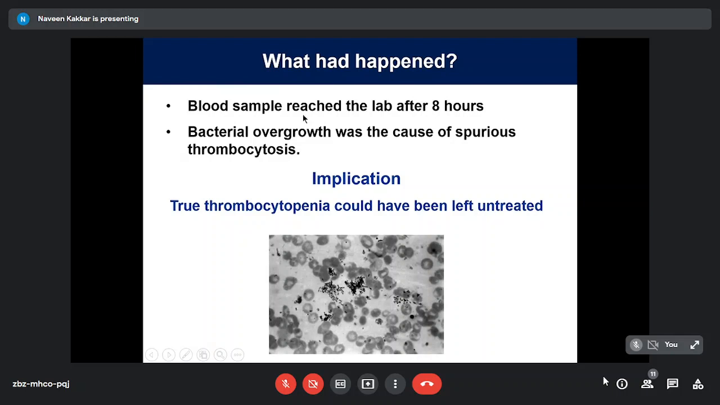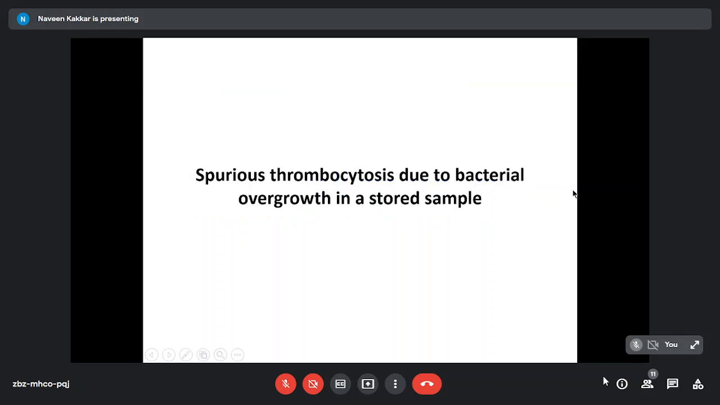Now we know there can be true thrombocytopenia requiring transfusion, and a false count given on the counter. Remember, we will investigate a low count more than a high count. If you think infection with 11 lakhs, you will accept it. If the smear is not seen, you will probably say nothing to worry. But here her actual count was low and the bacteria were causing the spurious thrombocytosis. So that's spurious thrombocytosis due to bacterial overgrowth in a stored sample. Fungi or candida have also been reported in stored samples causing spurious counts.